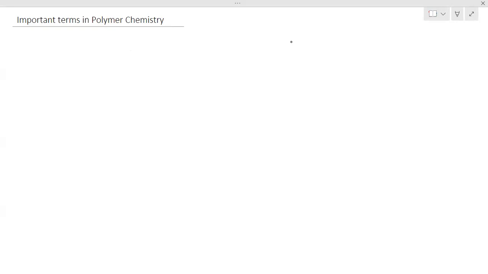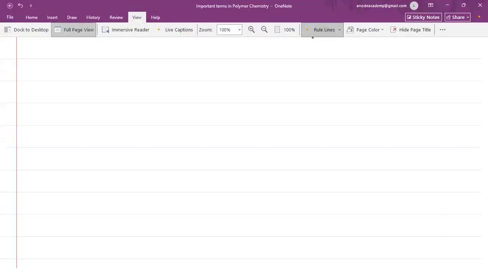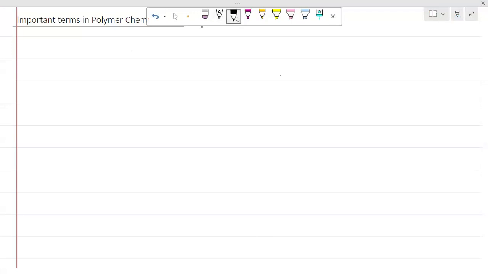Important terms in polymer chemistry. Please note down the heading. And the first term that we are going to learn is about contour length. First one, contour length. So in the question paper, they might ask to find the contour length, or they can also ask us to find maximum end-to-end distance. Maximum end-to-end distance of a polymer.